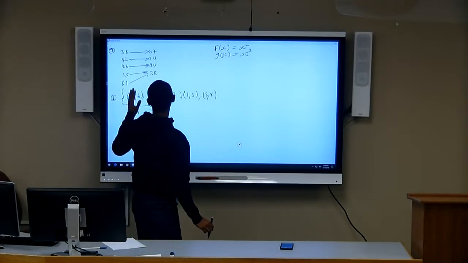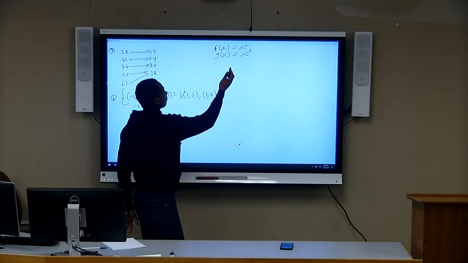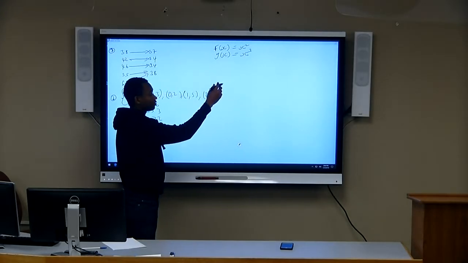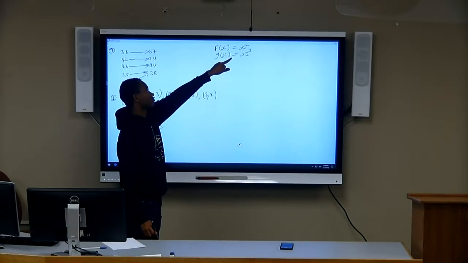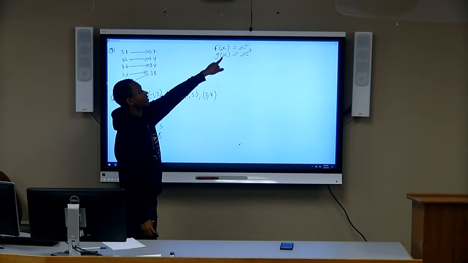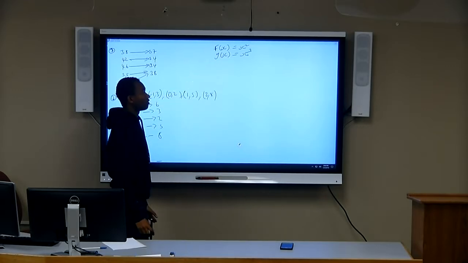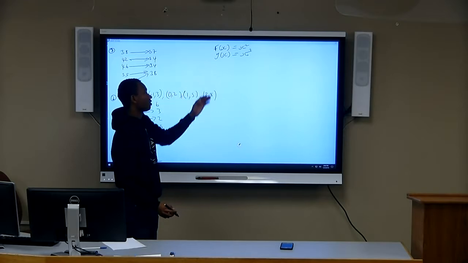Okay, we already did this one to determine whether the function is one-to-one. Now we're going to come to this one, but we're going to use a different approach. This one we're going to use what they call the horizontal line test. So we're going to draw the graph of f of x equals x squared, and the graph of g of x equals x cubed. We're going to use the horizontal line test to determine if a function is one-to-one or not.